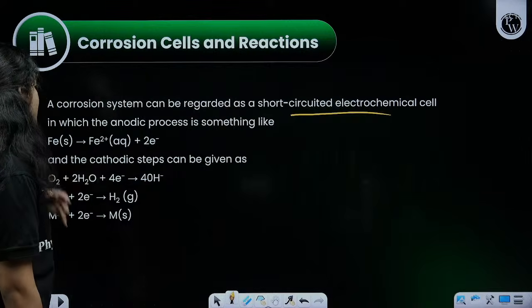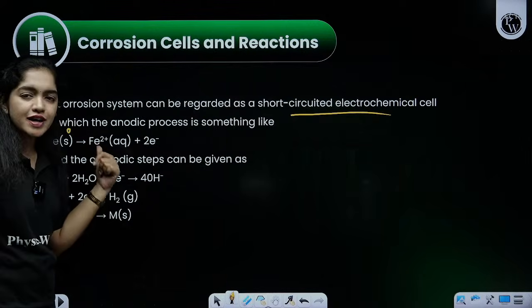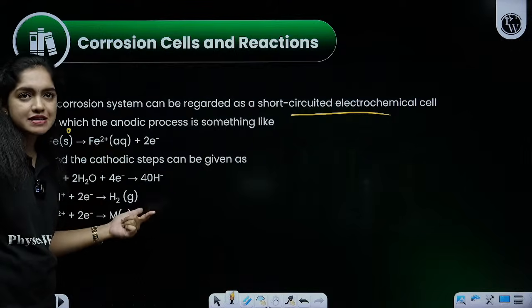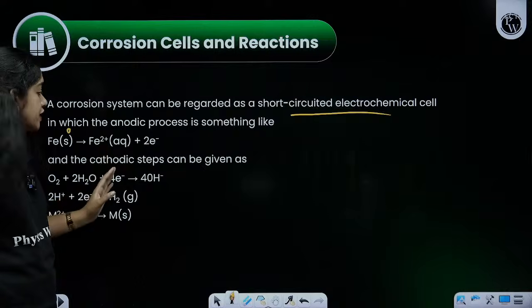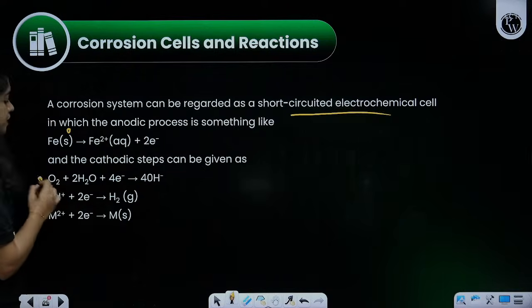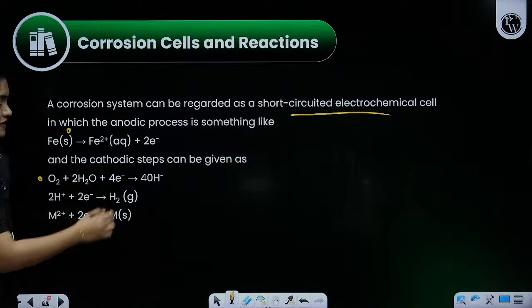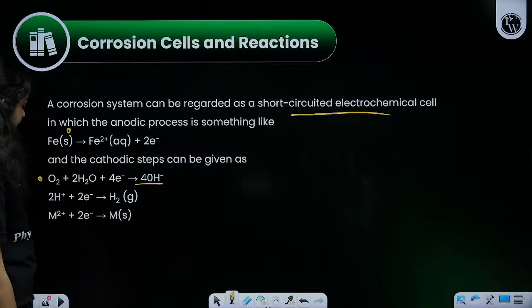So what happened to the iron? Iron undergoes oxidation. Iron is actually 0. Fe undergoes rusting. We are dealing with rusting. Iron undergoes oxidation, it changes into Fe2 plus plus 2 electrons, and the cathodic steps are given by O2 plus 2H2O plus 4 electrons. Oxygen will change into hydroxide. Okay, so this is happening there.